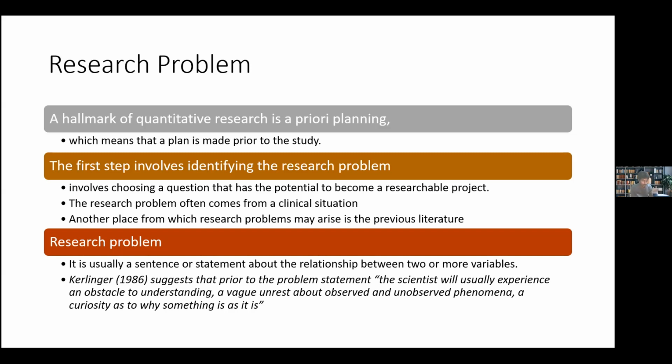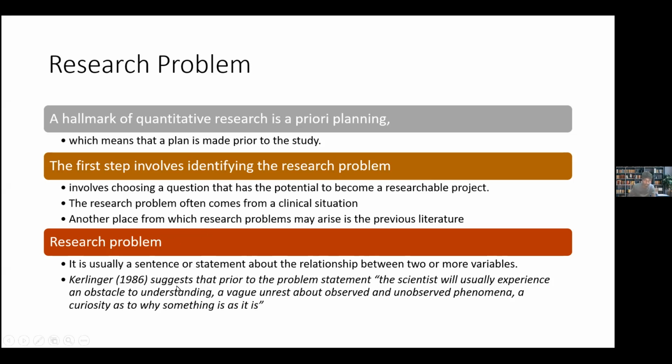So what about this gap? How is this going to happen when this particular new variable is tweaked or something like that? That is where you have a research problem arising. To define a research problem, it's usually framed as a sentence or a statement about the relationship between two or more variables. So it's similar to a hypothesis, but not necessarily so.